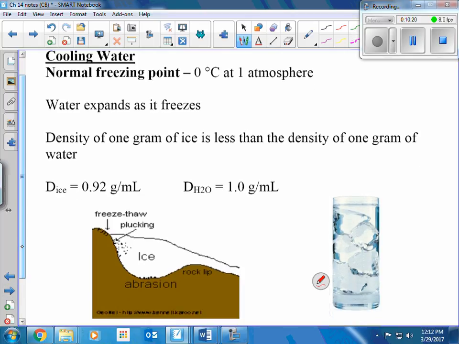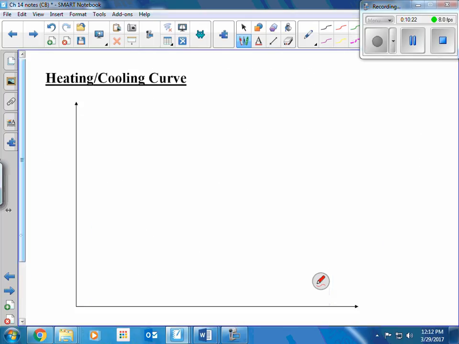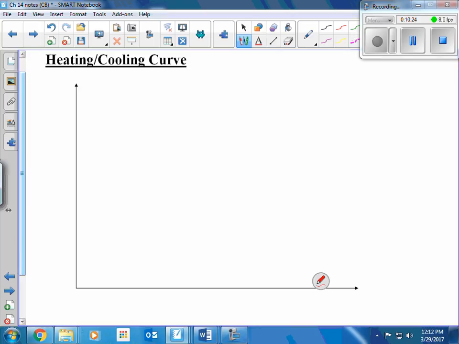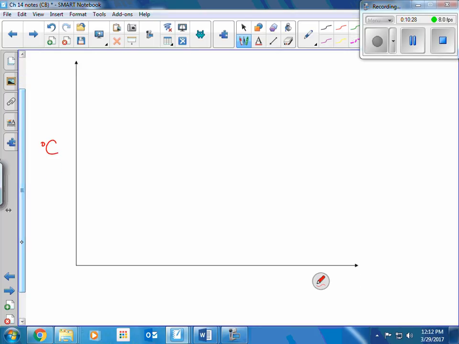We've talked about this before. I'd like you to go to this slide. This is what we're going to be doing in lab. So let's write degrees Celsius over here. And then on the x-axis, we're going to write delta H. And hopefully you're remembering that that is our change in heat. And then we're going to draw a heating and cooling curve. And we're going to do this for water.